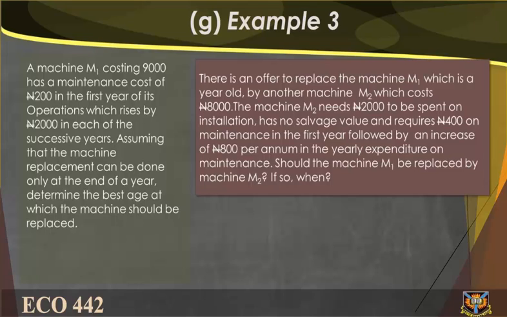There is an offer to replace the machine M1, which is a year old, by another machine M2, which costs 8,000 naira. The machine M2 needs 2,000 naira to be spent on installation, has no salvage value, and requires 400 naira on maintenance in the first year, followed by an increase of 800 naira per annum in the yearly expenditure on maintenance. Should the machine M1 be replaced by machine M2? If so, when?